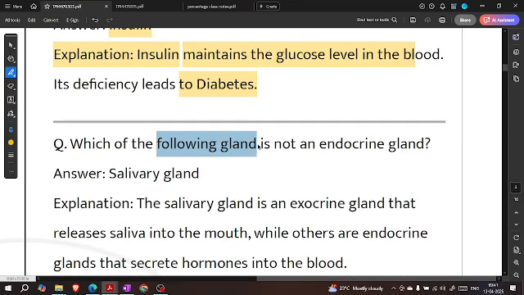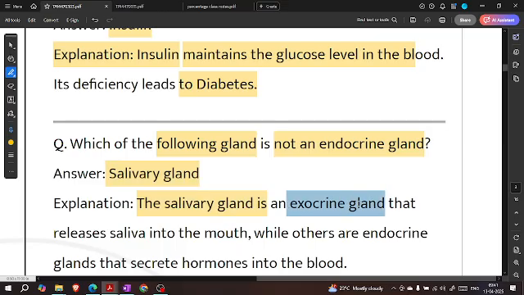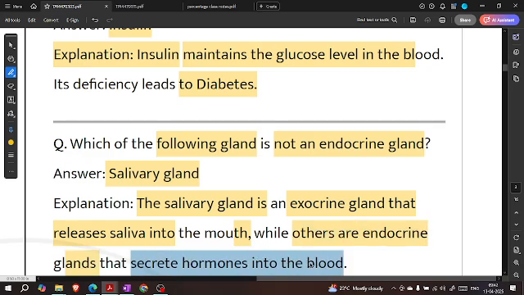Which of the following glands is not an endocrine gland? Salivary gland. The salivary gland is an exocrine gland that releases saliva into the mouth, while others are endocrine glands that secrete hormones into the blood.